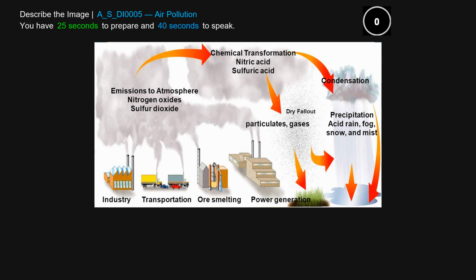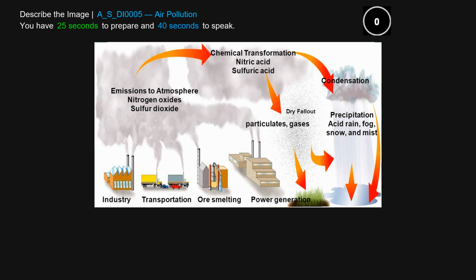The process shows information about air pollution. Looking at the process, there are many complicated steps. The first step begins with power generation, smelting, transportation, and industry. The second step continues with emission to the atmosphere, including nitrogen oxides and chemical transformations. The final step ends with condensation and dry fallout, including acid rain, fog, snow, and mist.